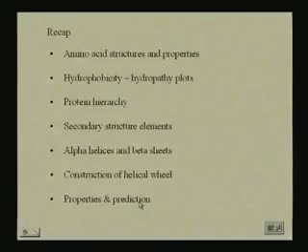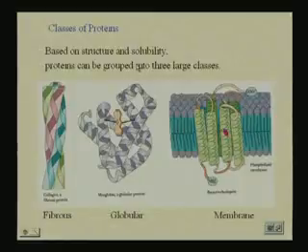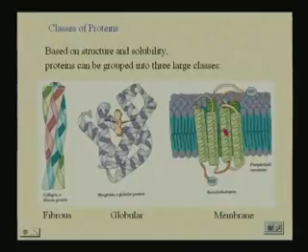Now that we know something about proteins, we have to consider the different classes of proteins that are formed based on their structure and solubility. Some of these we have gone over initially. For example, if we look at myoglobin, it is a globular protein. So it is more or less shaped like a globule, which is the case with most proteins.